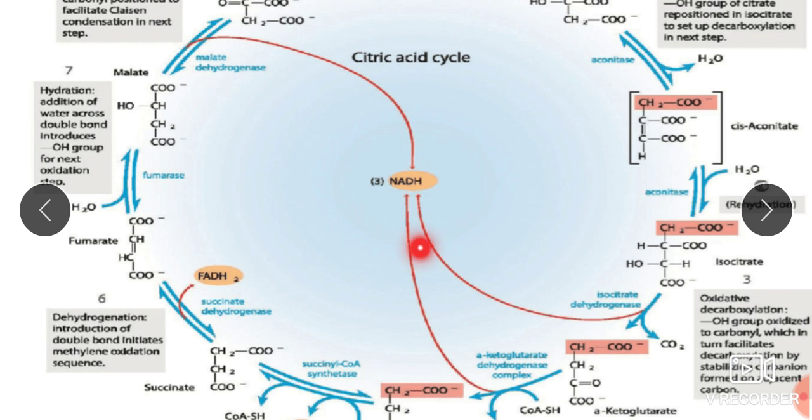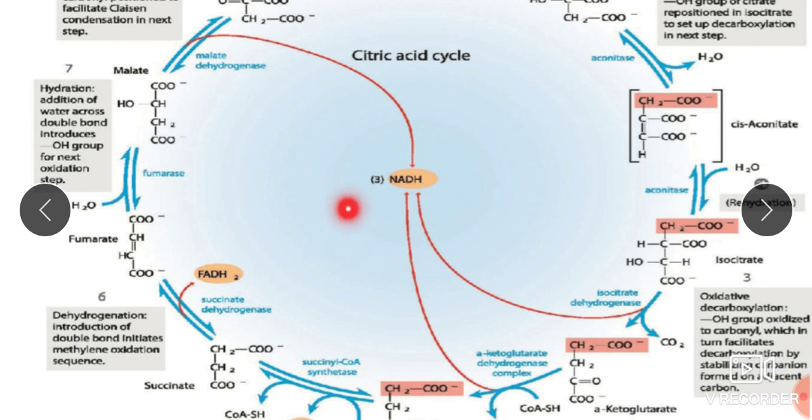Further, the fumaric acid or fumarate gets hydrated. The addition of a water molecule across a double bond introduces an OH group, and the fumarate gets converted into malic acid. The enzyme that catalyzes this reaction is fumarase. So, the fumaric acid gets converted into malic acid through the reaction called hydration.